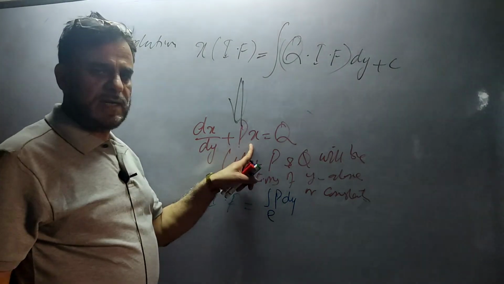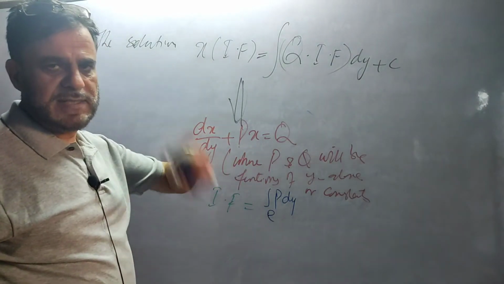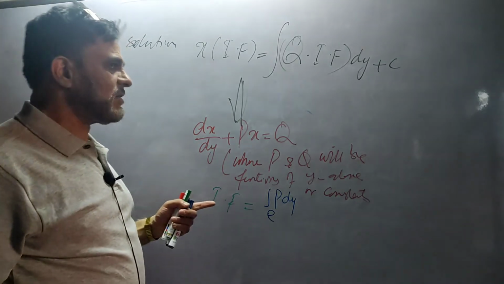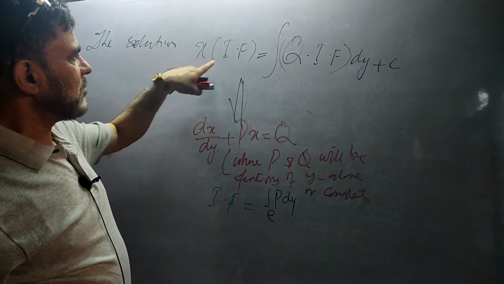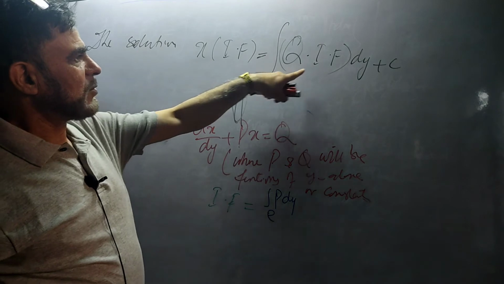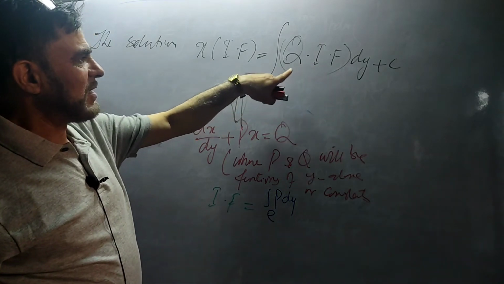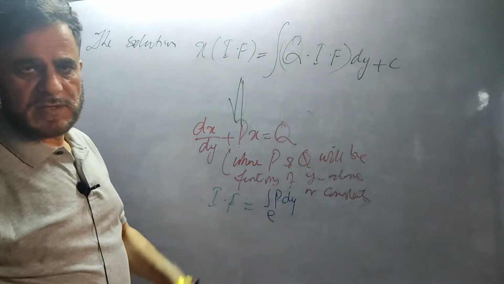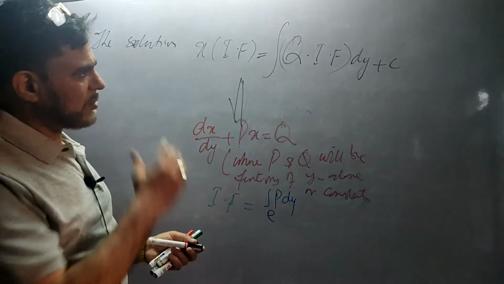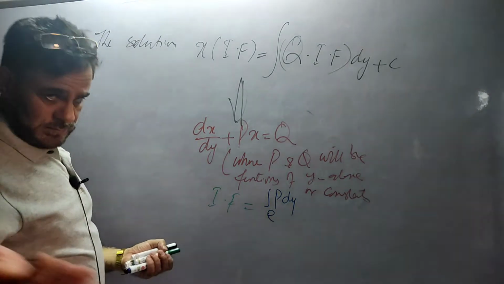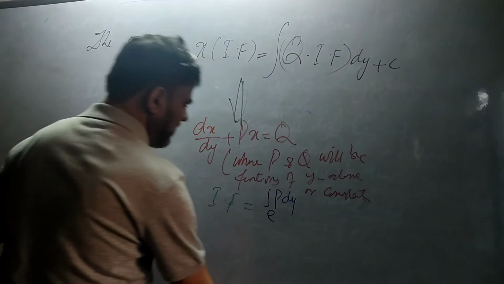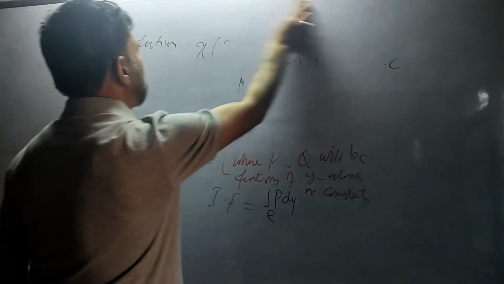x is occurring in linear form, dx by dy in the first degree. So the solution will be x into the integrating factor is equal to the integral of q into the integrating factor, e raised to the power integral of p dy. This is how we solve this. The solution is very simple. Let me have some applications. We will now deal with some applications.